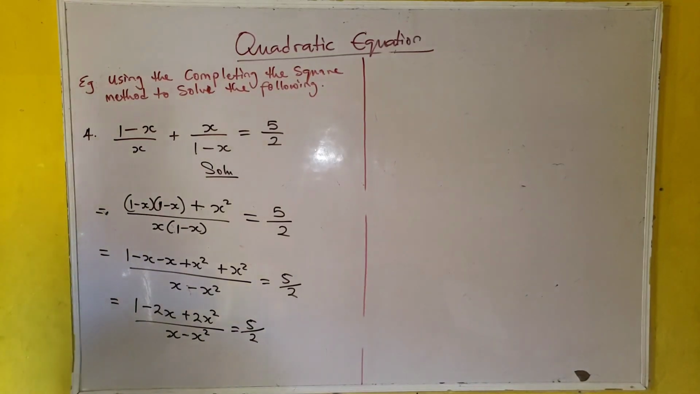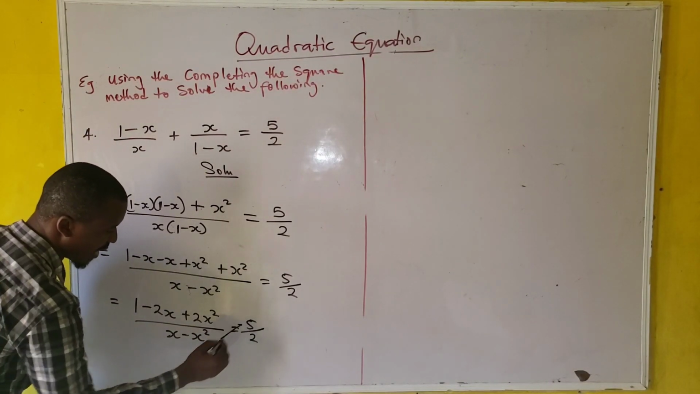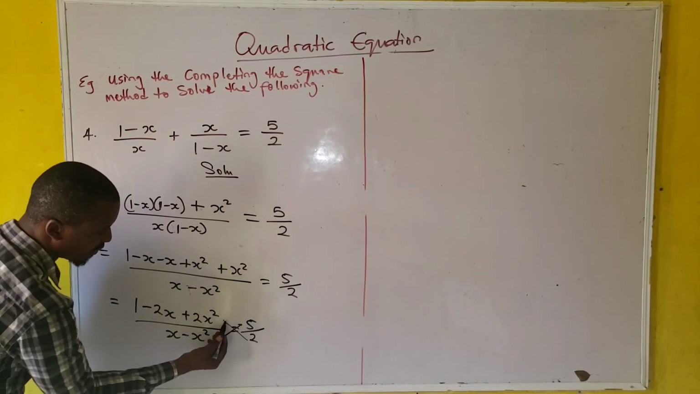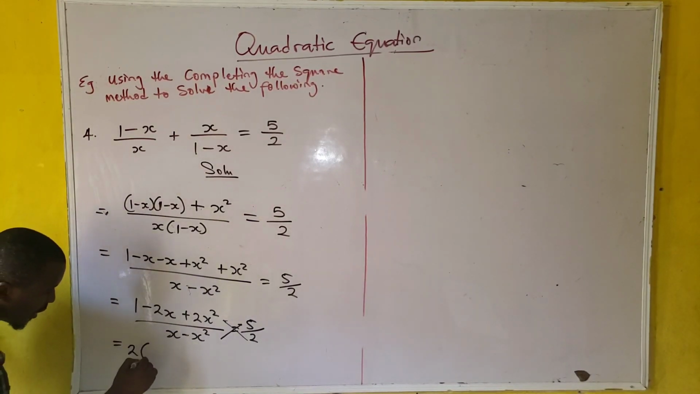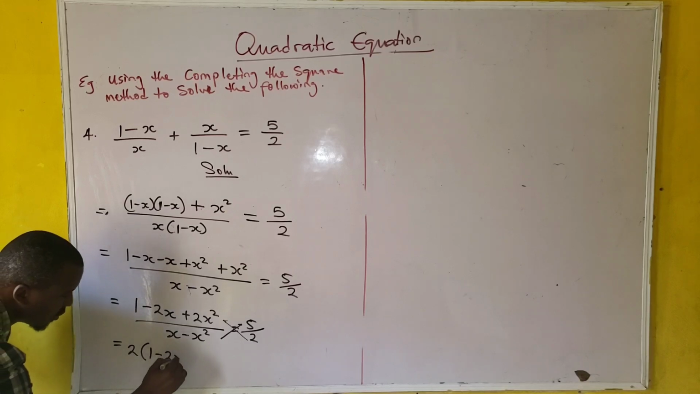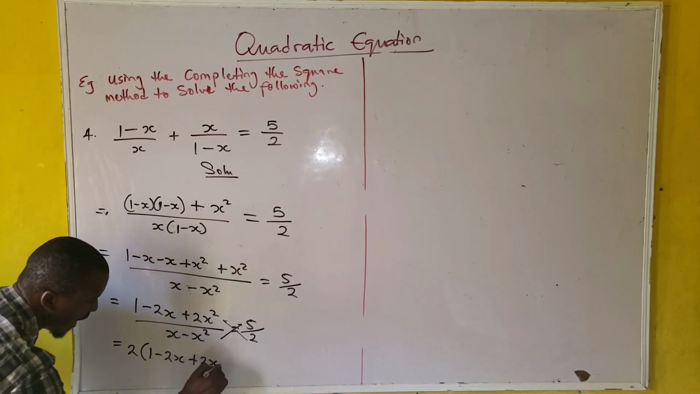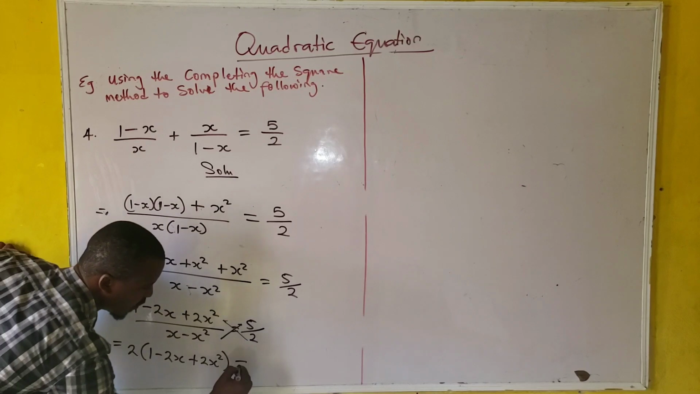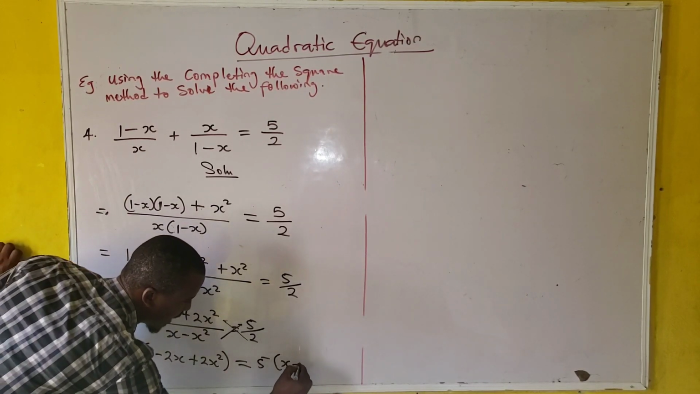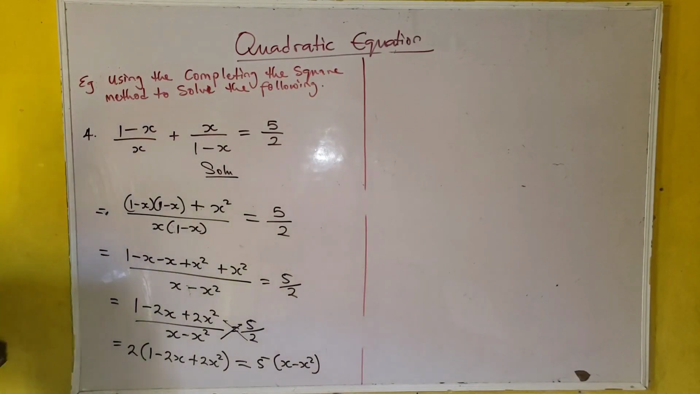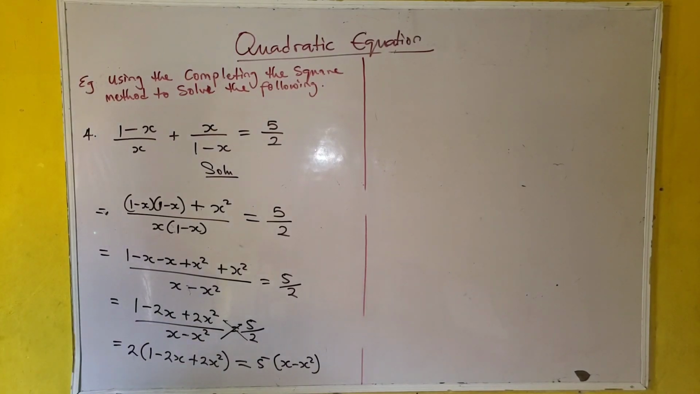So the next thing I will do there is to cross and multiply. This 1 will cross over here and multiply by 5. This 2 will cross over here and multiply by all this. So that will give us 2 into 1 minus 2x plus 2x squared equal to 5 into x minus x squared. Okay, so we need to open the bracket, then pack everything on one part of the equation and have 0 on the other side of the equation.